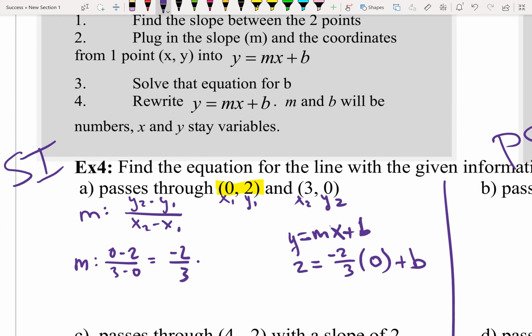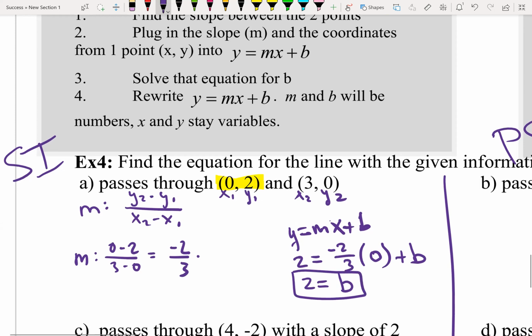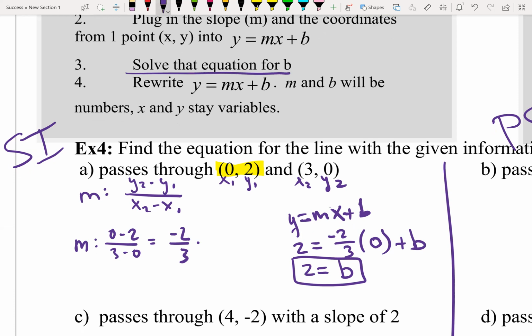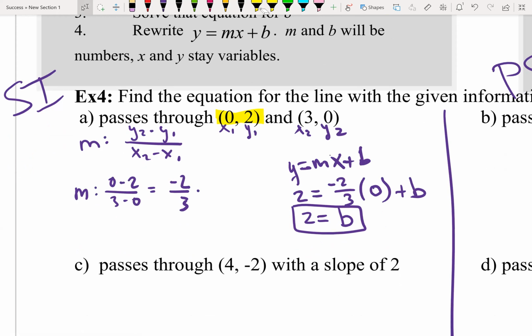Notice the only variable I have left now is b, and I can solve. So I'm not changing anything on the left side. 0 times negative 2 over 3, that's actually 0. So this whole part goes away, and I get that b equals 2. Now that I've solved that equation for b, notice the last step: rewrite y equals mx plus b with the slope and the intercept that we found. So it'd be y equals, my slope was negative 2 over 3, x plus 2.